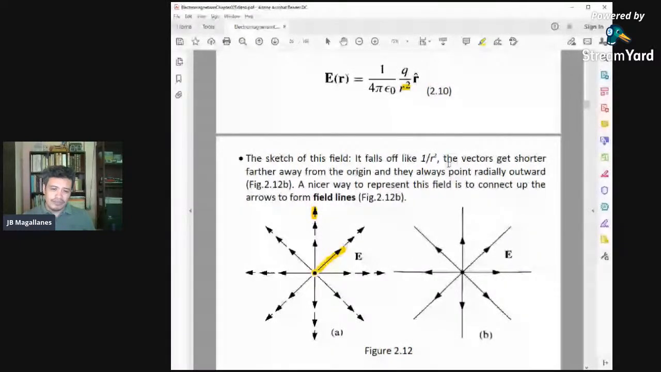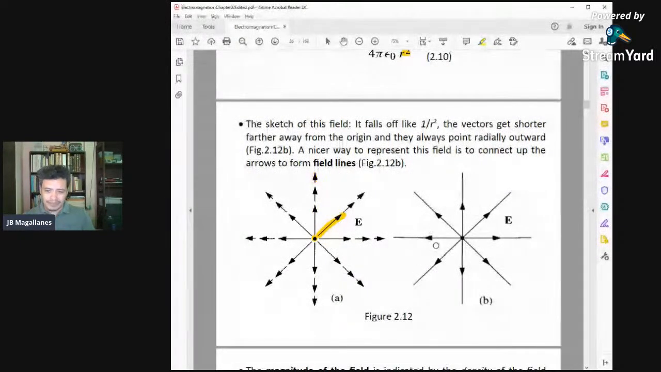This one can be drawn something like this, so that you get out of this kind of complicated drawing. You can actually just make the drawing like this, where the charge is here, and then the field comes out of the charge in this direction. You know that the field is stronger in this area because the field lines are closer to each other.